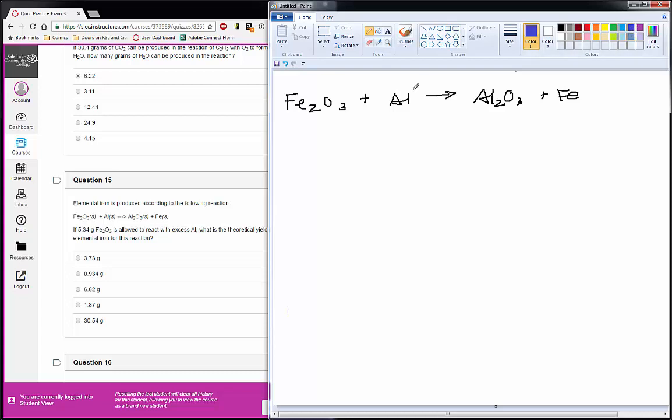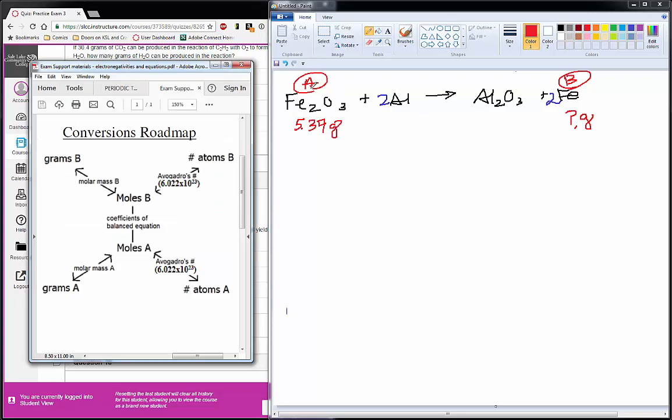And if I balance this equation, which I should always be doing, 2 irons, 2 irons, 2 aluminums, 2 aluminums. I've got 3 oxygens on both sides. That's good. And they're telling me I've got 5.34 grams of this. And they want to know how much iron, how many grams of that. So I'm going to say this is A and this is B, just for convenience's sake. And my roadmap says if I want to go from grams of one thing, A, to grams of another thing, B, then this is the route that I need to take.